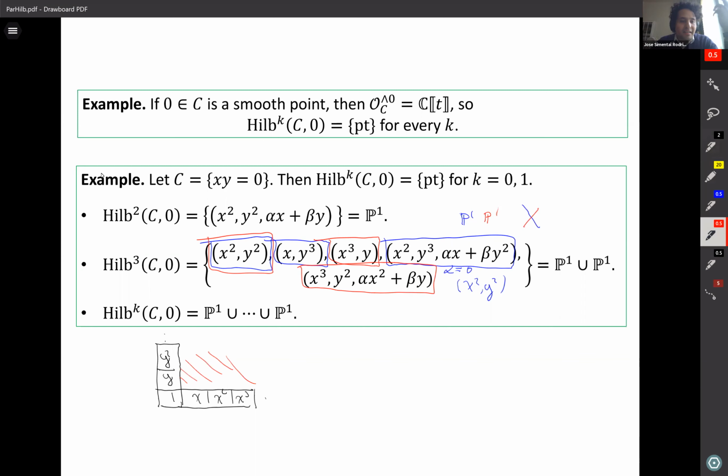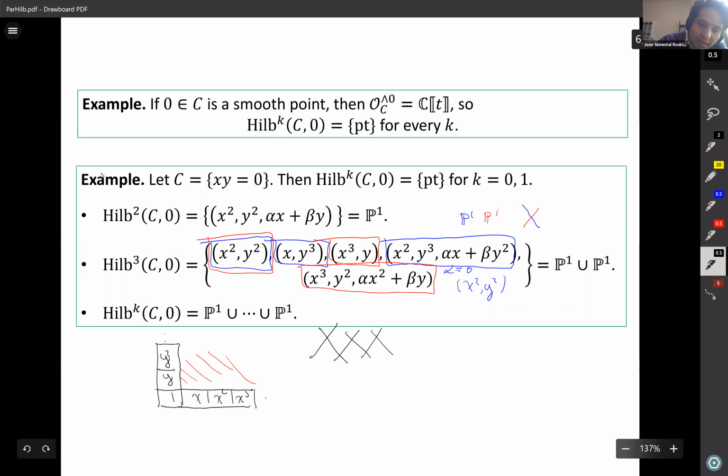And in general, the Hilbert scheme will be a union of k minus 1 copies of P^1 that intersect at a point in this shape. So it's dual to the type A quiver. Here I have k minus 1 copies of P^1. So when the curve is singular, I get more interesting behavior.